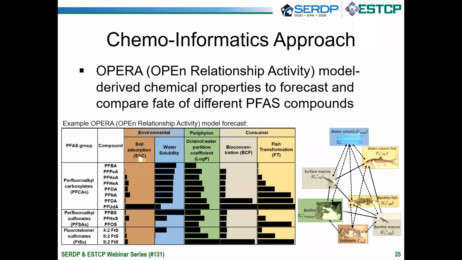So across all of our 3 experiments, we're using a common chemoinformatics approach as a hypothesis and integration tool. Specifically, we're utilizing the OPERA, or Open Relationship Activity Model, which uses molecular features to predict the fate and transport of different compounds, PFAS compounds in this case. Using this model, we'll try to forecast which PFAS should be associated with the different ecosystem compartments. And then we'll use these forecasting results to help with the interpretation of our experimental results, focusing those experiments and with information transfer across them. We're also interested in validating the OPERA model utility for forecasting PFAS risk, as we're certainly aware of some complications associated with key assumptions of this type of modeling approach.